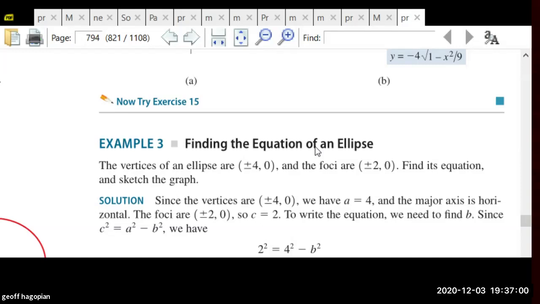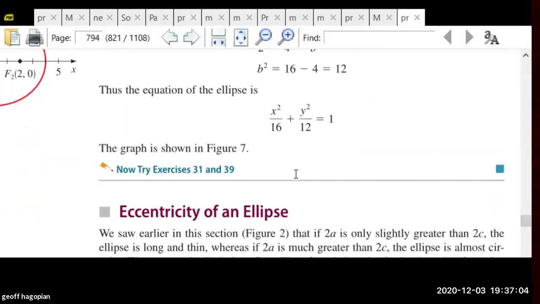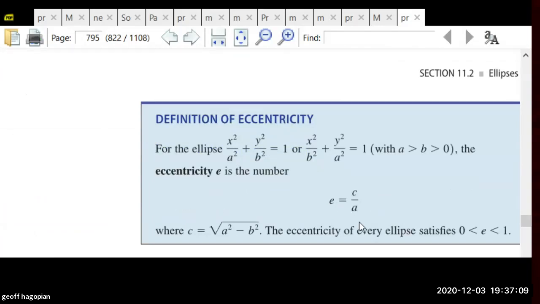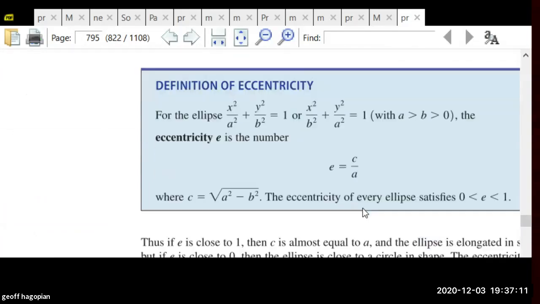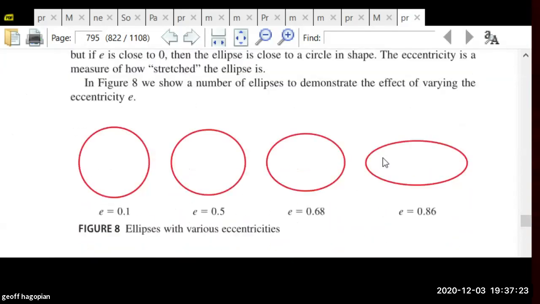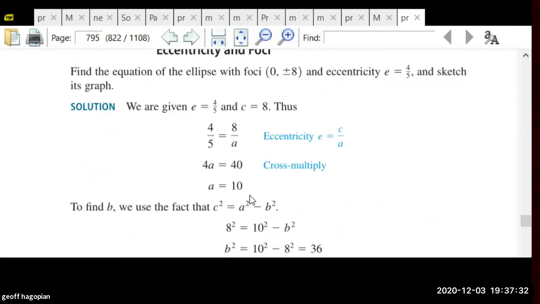You got this relationship that b squared plus c squared equals a squared. A is the bigger one, right? And so the eccentricity of an ellipse, we define that to be c over a. All right, so that's got to be a number between 0 and 1, right? If it's close to 1, then C is almost equal to A, and the ellipse is an elongated shape, right? So this is a large eccentricity here. If C is small, then it's mostly circular, or approximately circular, right?